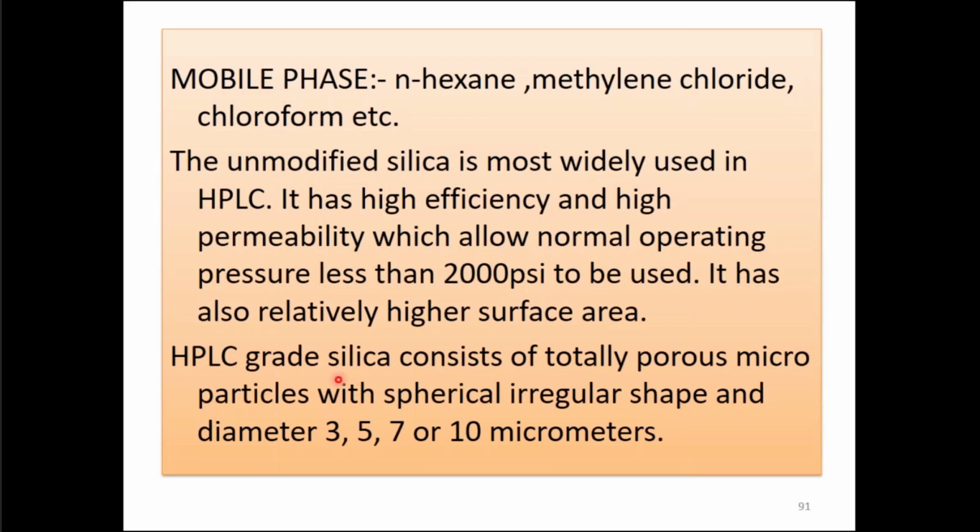HPLC grade silica consists of totally porous microparticles with spherical or irregular shape and diameter 3, 5, 7, or 10 micrometer. So spherical or irregular shape, but spherical is the preferred shape. Irregular shape is not preferred. And diameters, it could be 3 micrometers, 5 micrometers, 7 micrometers, or 10 micrometers. Nowadays, 10 micrometers is very rarely used except in the preparative and the semi-preparative technique.